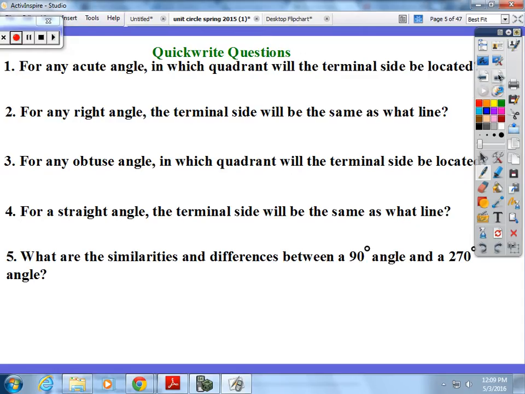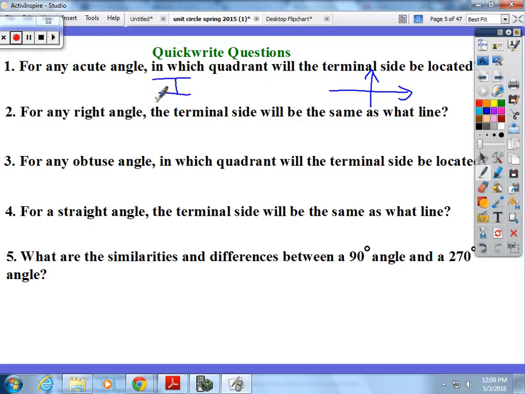So first of all, an acute, so you've already thought about it, you're back with me. You have to think about an acute angle in the coordinate grid, in the coordinate plane. So an acute angle is a positive angle between 0 and 90 degrees, and that would be in this quadrant, so that would have to be in the first quadrant.